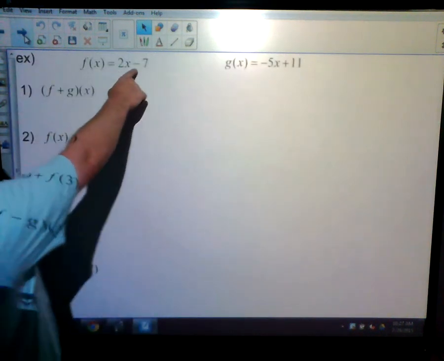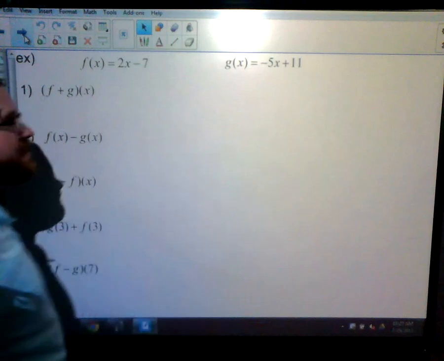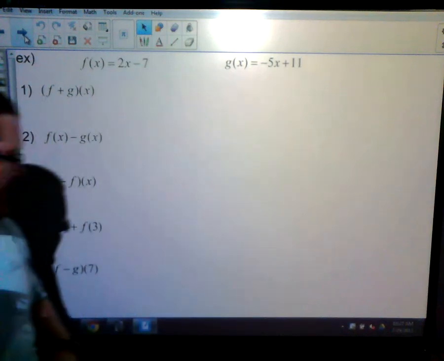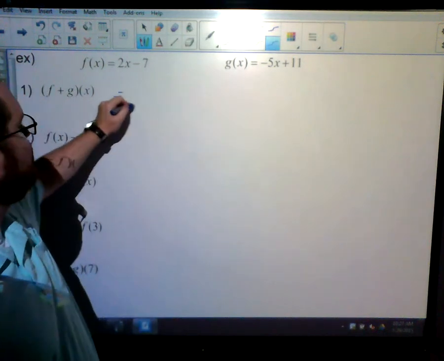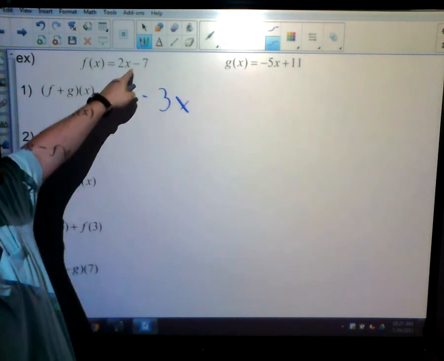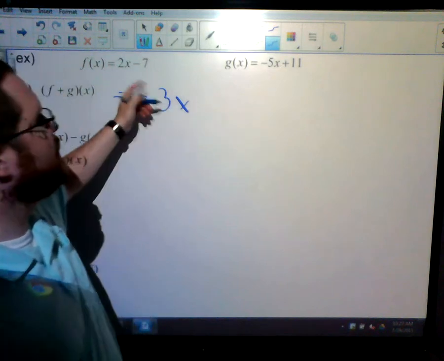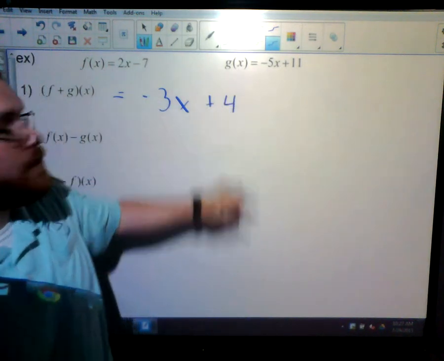If I tell you that f is 2x minus 7 and g is negative 5x plus 11, what's f plus g? Well, 2 plus negative 5 is negative 3x. Negative 7 plus 11 is 4.